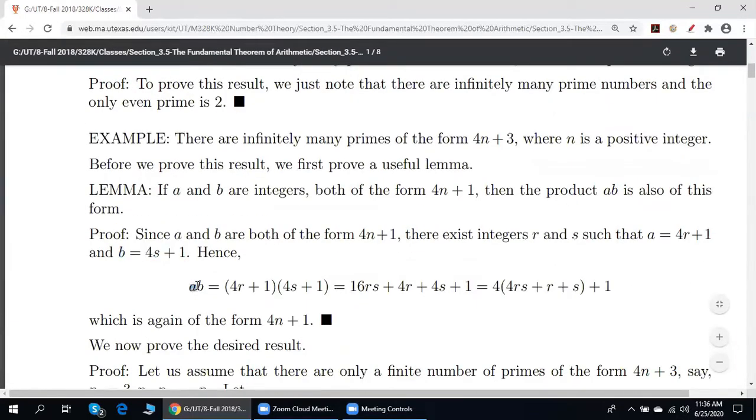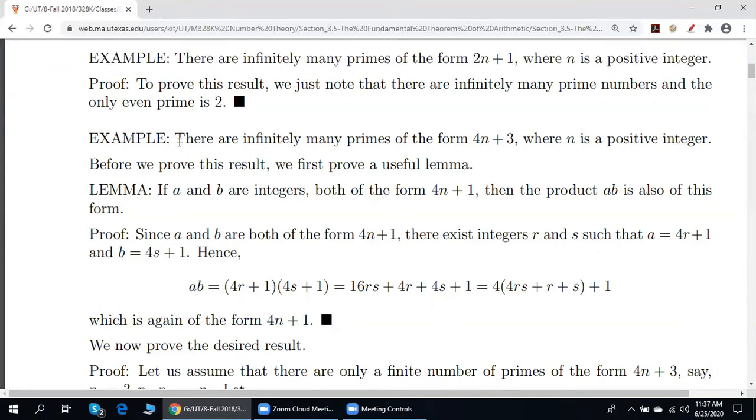Therefore, a times b is equal to this. Now let us expand parentheses and factor out 4 here. Done. Observe that the expression inside parentheses is an integer number. Therefore, AB is of the form 4n plus 1 again.